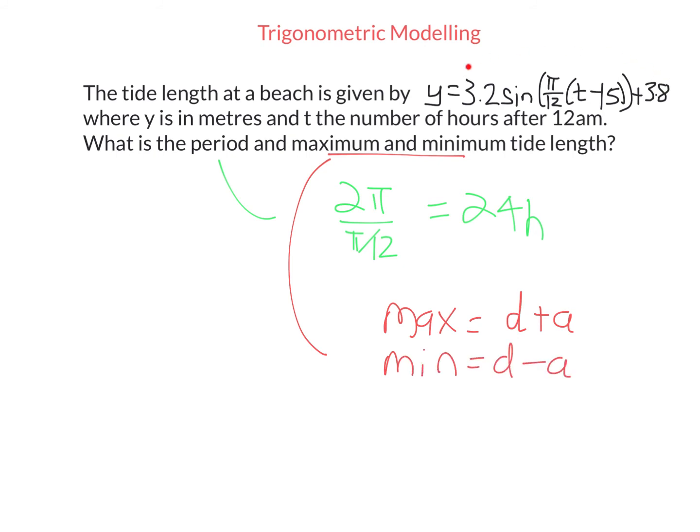The maximum value this function could take is if the sine of all this is equal to 1. So the maximum possible value is 3.2 plus 3.8, which in this case is 7 meters. The minimum value occurs when the sine of all this equals -1. So it would be 3.8 minus 3.2, which is 0.6 meters. So how easy is that? We've answered the questions. Now let's look at some modeling where we don't know the equation.